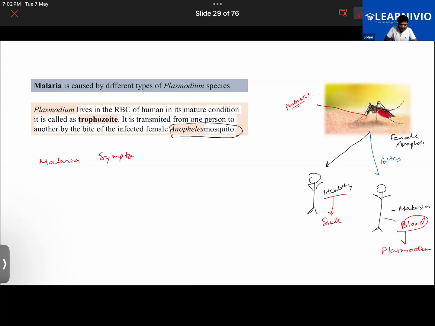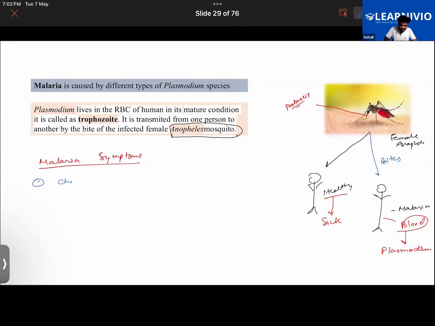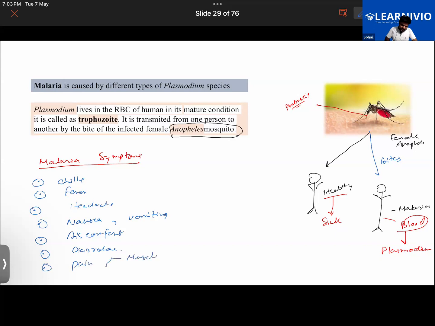Malaria symptoms: chills, fever, headache. Then you will also have nausea, vomiting, a general sense of discomfort all the time. Then diarrhea also. Pain in muscles and joints.